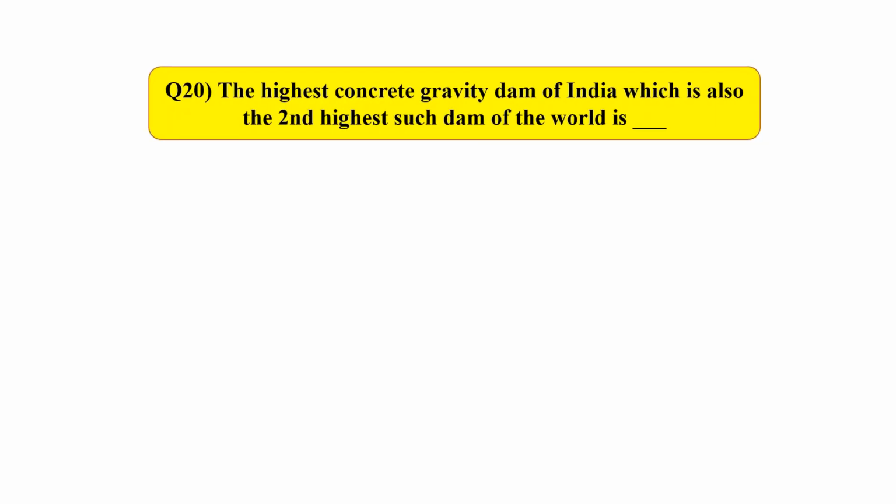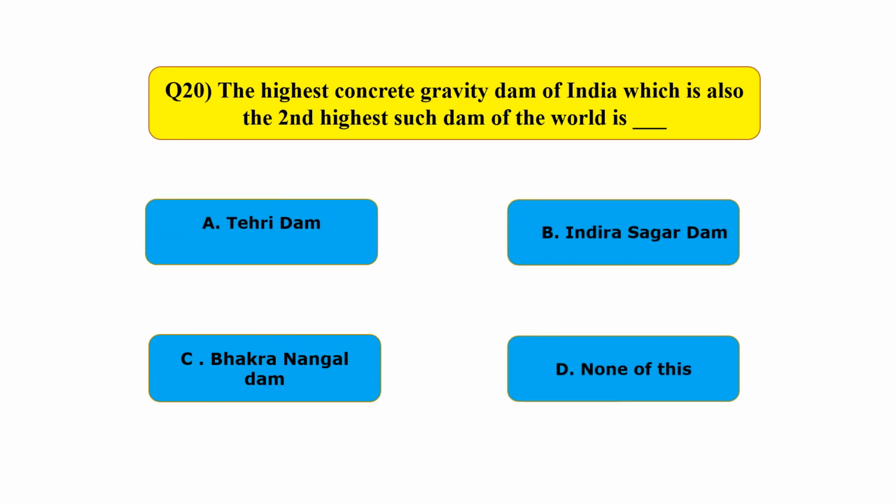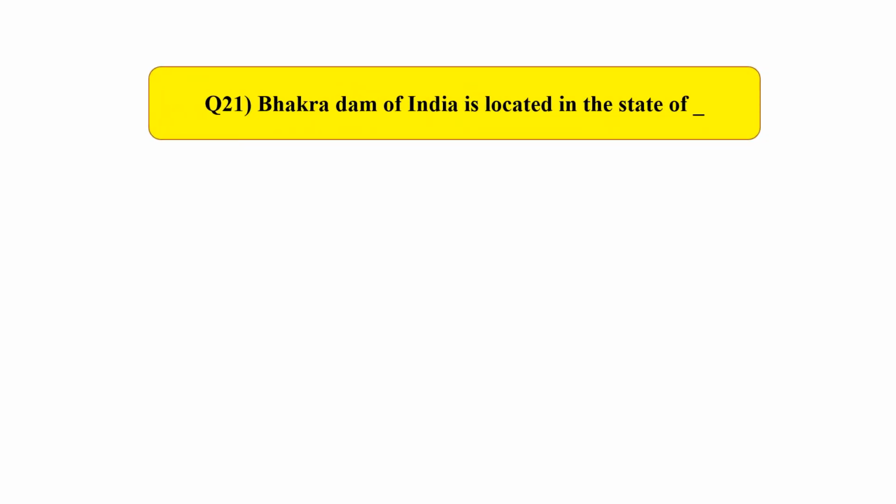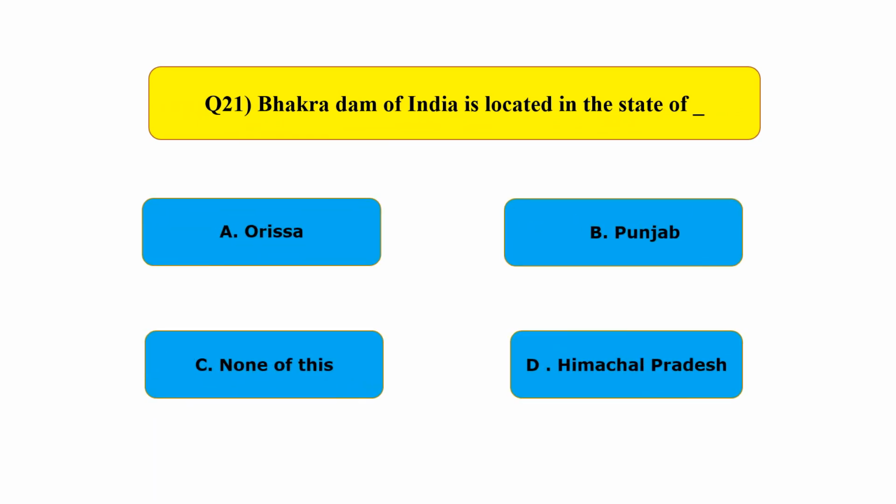The highest concrete gravity dam of India, which is also the second highest such dam of the world, is answer C, Bhakra Nangal Dam. Bhakra Dam of India is located in the state of answer D, Himachal Pradesh.